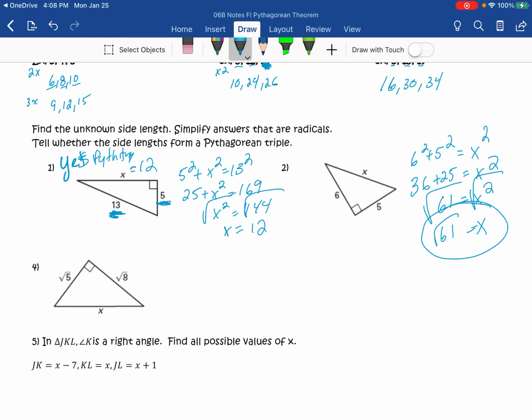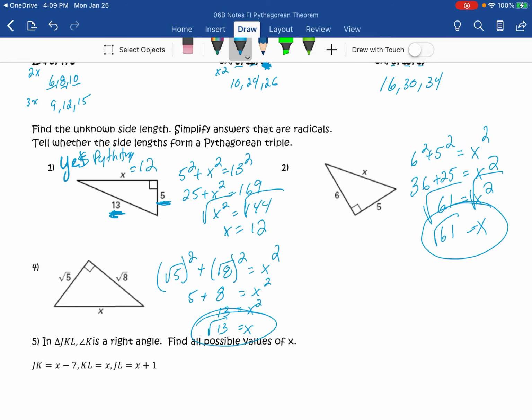Yeah, I can't think of anything. Last one. This one here would be radical 5 squared plus radical 8 squared is equal to x squared. Radical 5 squared is 5. Radical 8 squared is 8. This is x squared. 13 equals x squared. x equals radical 13. Okay, so those are kind of the simple ones. Make sure your answers are in simplest radical form. I should have included some problems that could be simplified a little bit better.